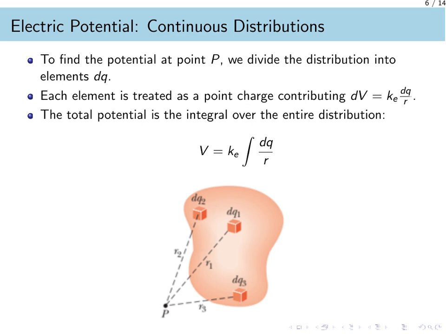Now we consider the electric potential due to continuous charge distributions. To find the potential at a point P, we divide the entire charge distribution into tiny elements, each containing a small amount of charge called dq. We treat each of these infinitesimal elements as a point charge. The small contribution to the potential from one element is Coulomb's constant times dq divided by the distance r to point P. To find the total electric potential at point P, we integrate this expression over the entire charge distribution. The total potential is Coulomb's constant times the integral of dq over r.